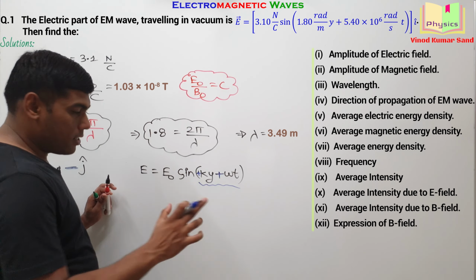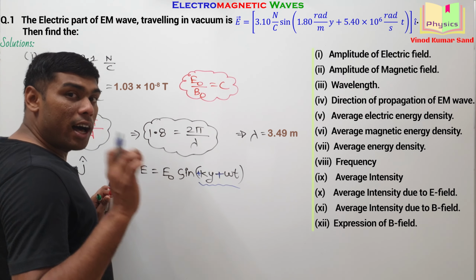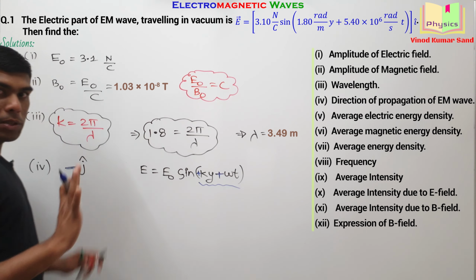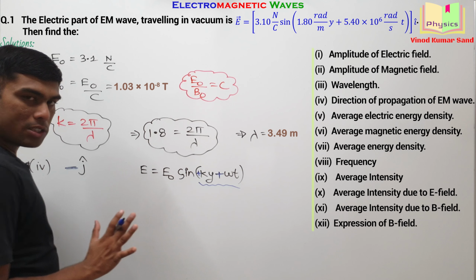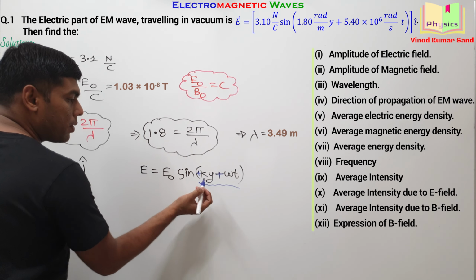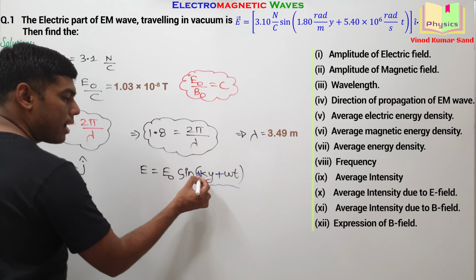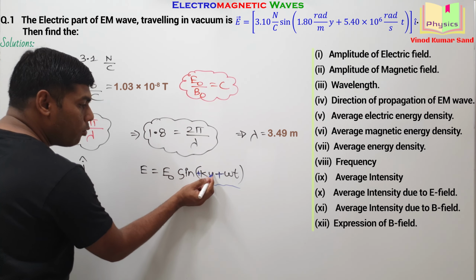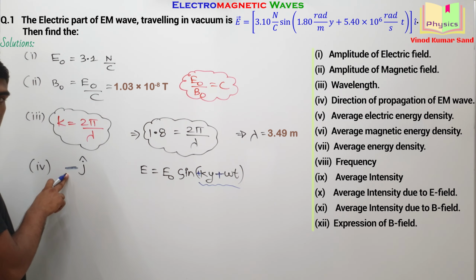The details of this concept are available in the string waves chapter. There will be the separate video on that. Right now you just learn the concept that if all the signs in this bracket are same, then the wave will be traveling in the negative direction.